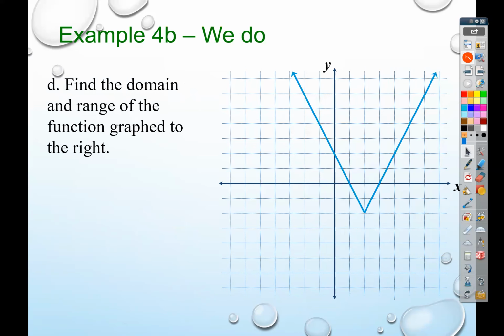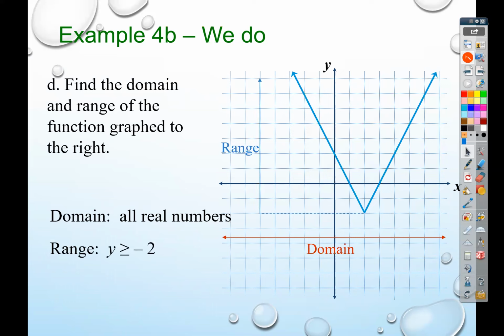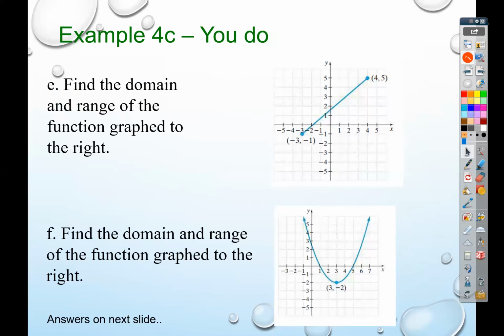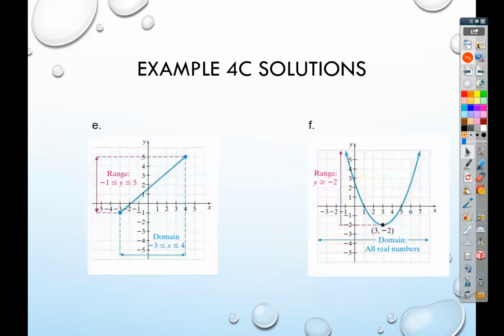All right, so find the domain and the range of the function graph to the right. So the domain actually is all real numbers because these constantly go out to the left and the right. So you say all reals. Your range starts at -2 and keeps going up. So your range is just y is greater than -2. Okay, you go ahead and do this one. Pause it and do it. All right, and these are your answers.